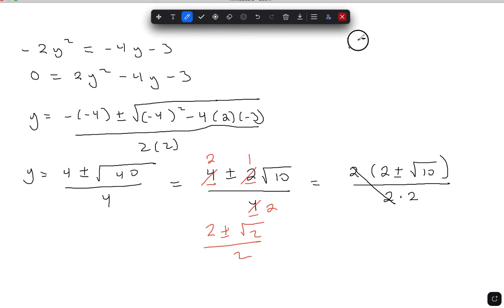Let's say I had 15 plus or minus 9 root 7 over 21. So if I was trying to reduce this one, I would look at it and go, okay, 15, 9, and 21, there's some 3's going on there. So 3 would go into 15 5 times, 3 would go into 9 3 times, 3 would go into 21 7 times. And so I'd have 5 plus or minus 3 root 7 over 7.